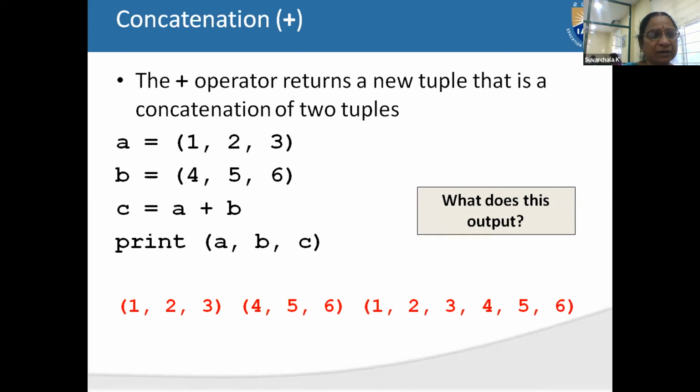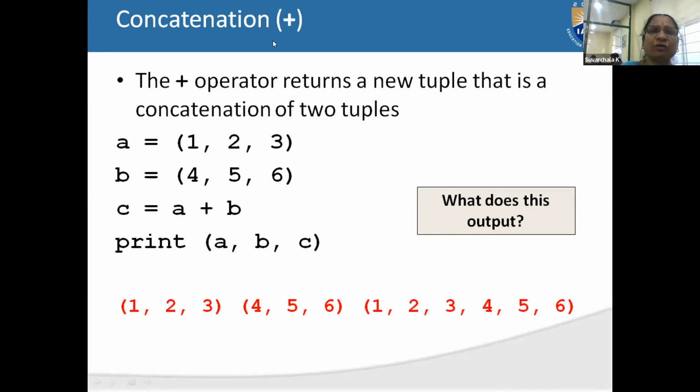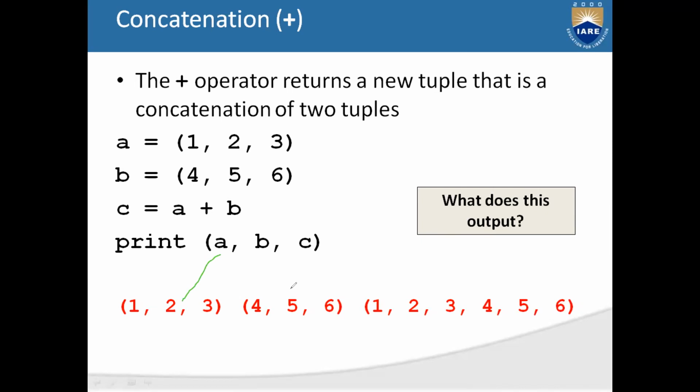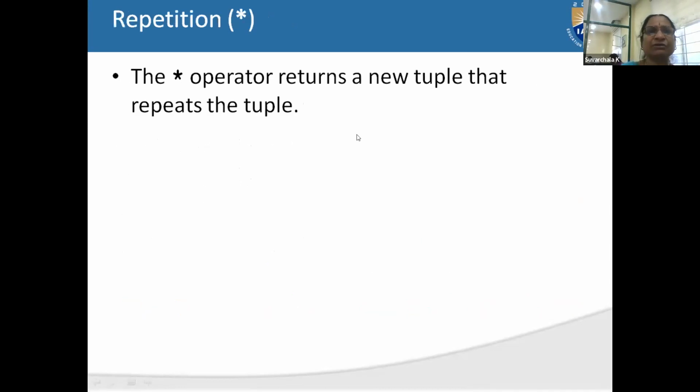C is 1 2 3 4 5 6. So this is the output. A is of this type, B is this one, and C is the concatenation. So the plus concatenation operation is possible with reference to tuples, remember. Similarly, you can also use the star repetition operator.